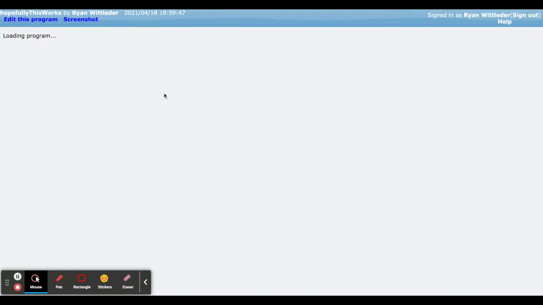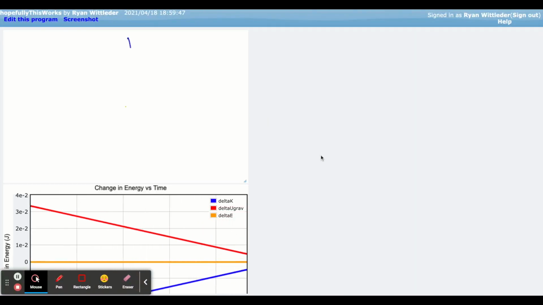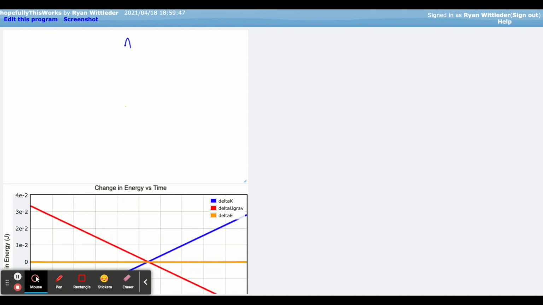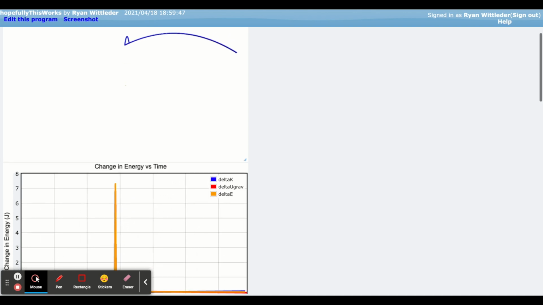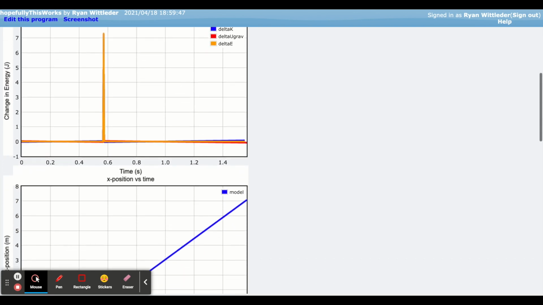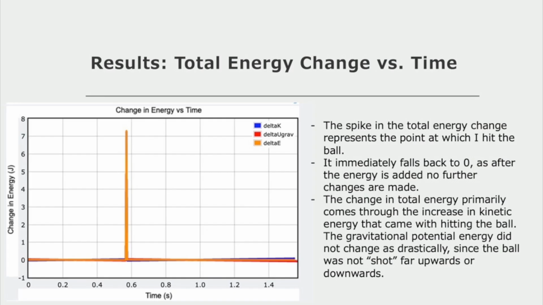Running my code yields the following results. The ball travels upward and slightly backward before coming down for the hit. After this point, the ball follows an arc-like motion until the end of the simulation. The change in energy versus time graph displays the results that are consistent with major physics principles. At all points except for that in which the ball was being hit, the change in total energy, represented by the orange line, was 0 joules. This makes sense, as no external entity imparted work on the system at these points.